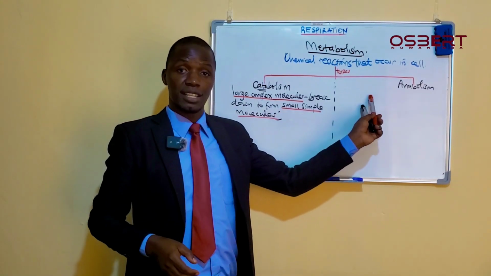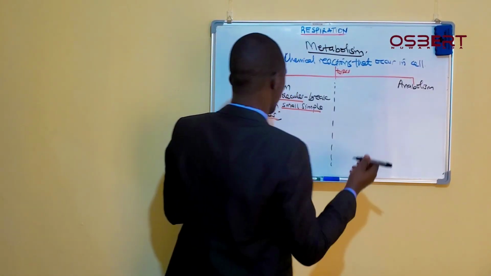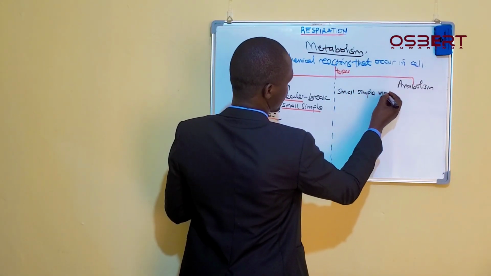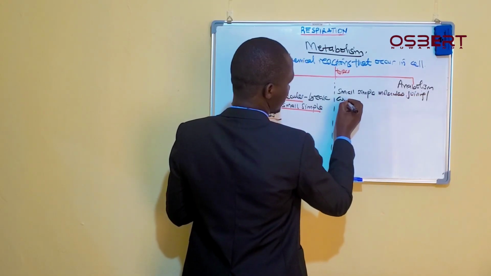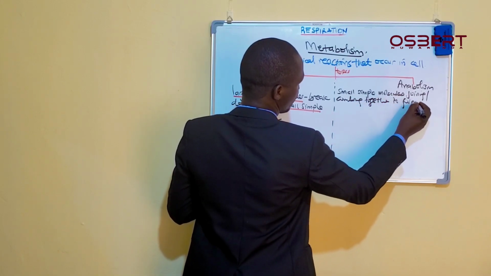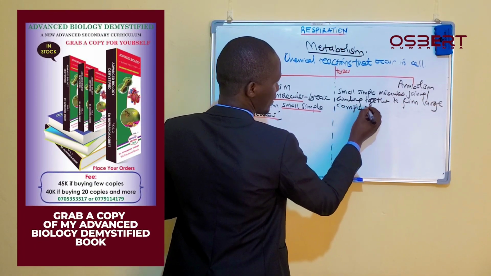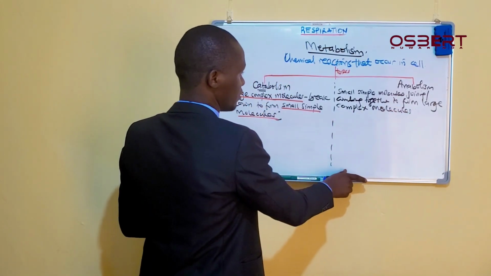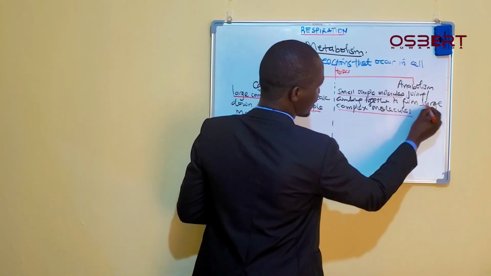And here we are saying, in some other reactions, what happens is the opposite. We have the reverse, and that is what we have: small, simple molecules joining or combining together to form what? To form large complex molecules. You get? Yeah. You have small simple molecules joining together to form large complex molecules.